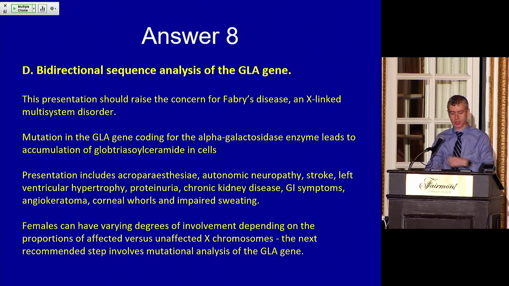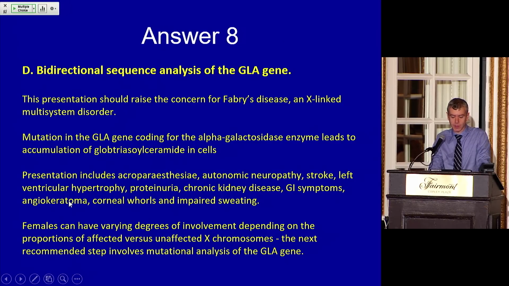So this presentation should raise the concern for Fabry's disease, which is an X-linked multisystem disorder characterized by mutations in the GLA gene coding for the alpha-galactosidase enzyme, which leads to accumulation of globotriacylceramide in cells. Presentation is very characteristic: acroparesthesia, autonomic neuropathies, early onset strokes, left ventricular hypertrophy, proteinuria, chronic kidney disease. And again, it can extend to other systems, including GI and skin with angiokeratoma, corneal whorls, and impaired sweating.